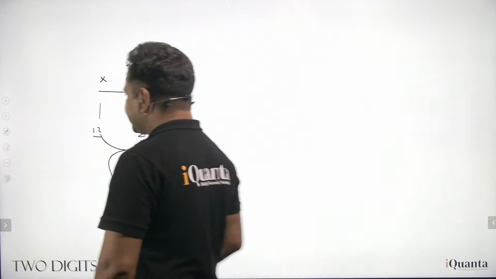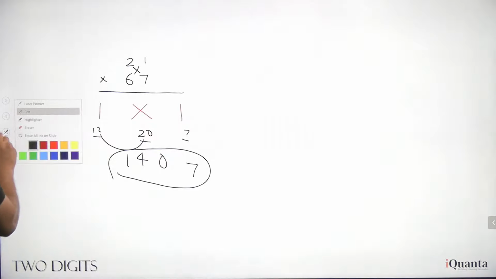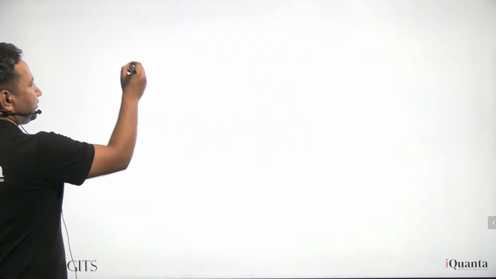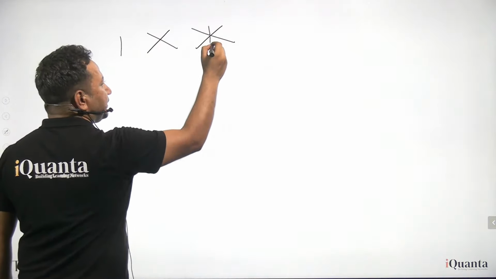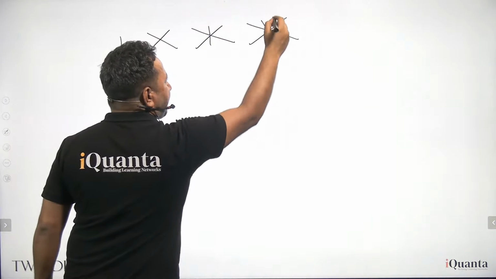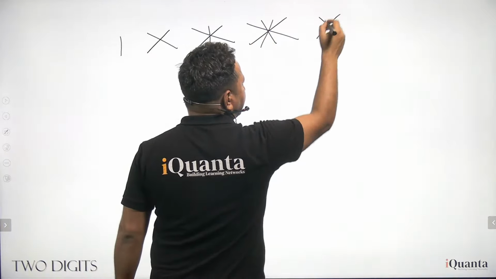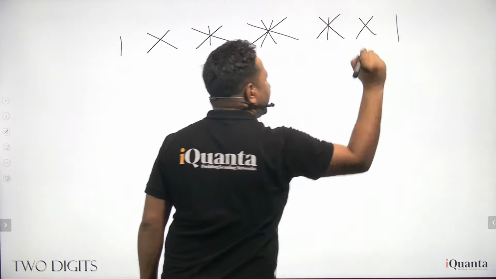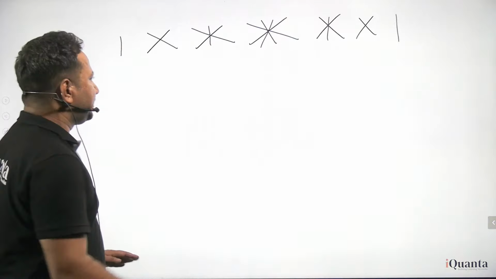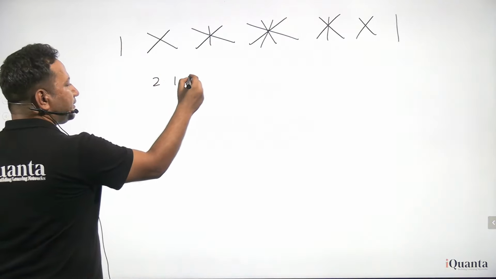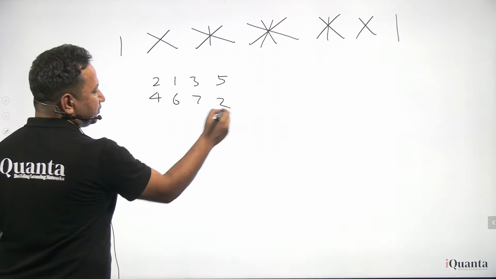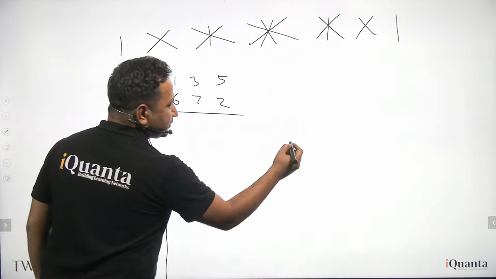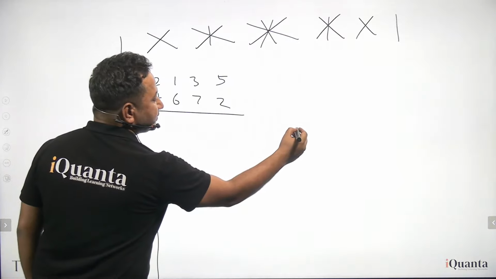For 4 digits, I'll just repeat the symbology all over again. 1, 2, 3, 4, 3, 2, and 1. Okay, let us solve it. 2, 1, 3, 5 multiplied by 4, 6, 7, 2. Okay, the symbols.